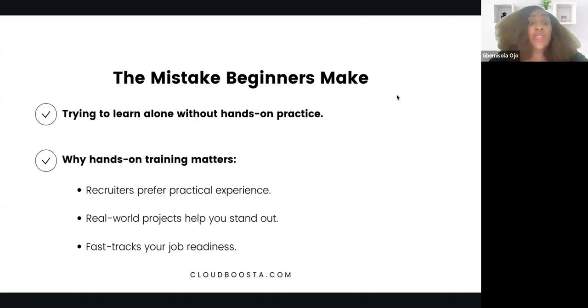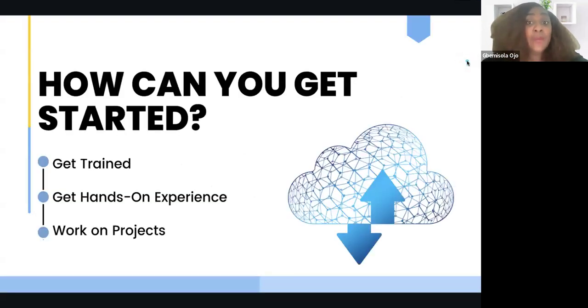So you need hands-on training, because recruiters that are going to start reaching out to you after you learn cloud want people that have practical experience. What have you done? That's the question they will ask you. You need real-world projects that will help you to stand out. You need to fast track your job readiness by getting hands-on training. I don't want you to make the mistakes that other beginners make.